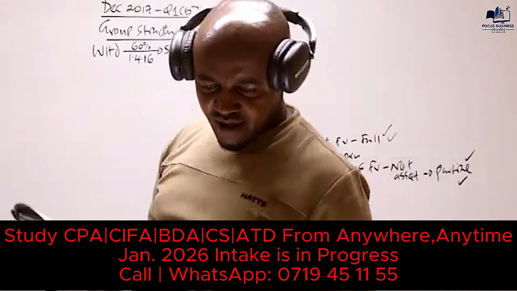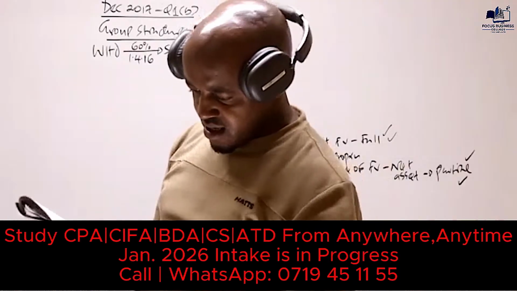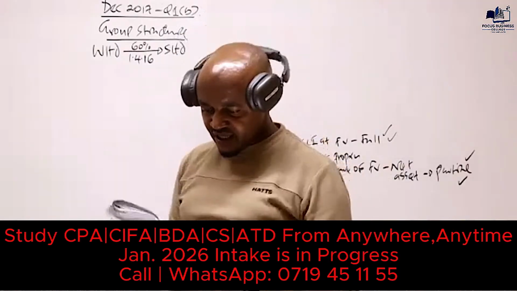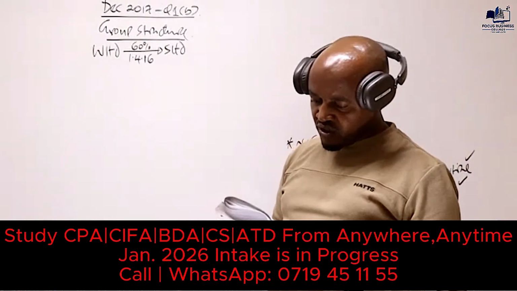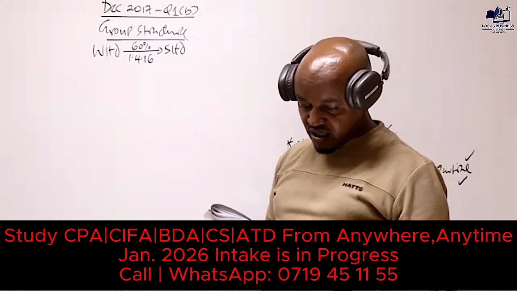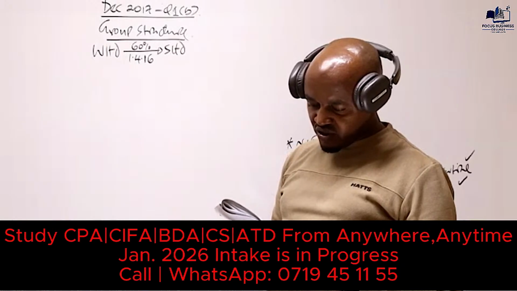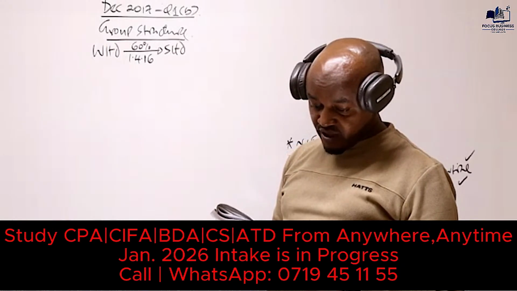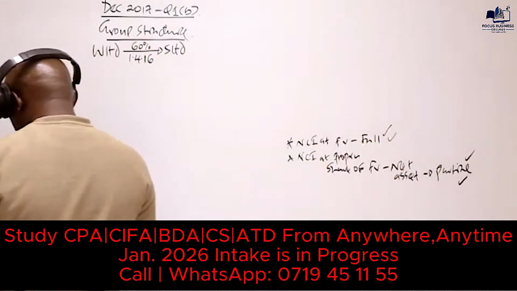And basically, note number 3, we are told that W Limited owned 90% of the equity shares of F since its incorporation. No goodwill arose on the acquisition of F. On the date of acquisition, there were no retained earnings in existence at the acquisition date.